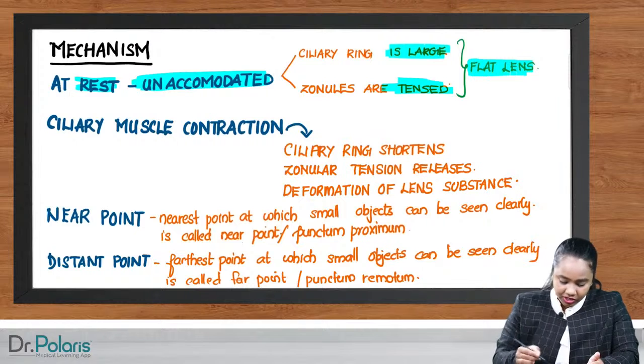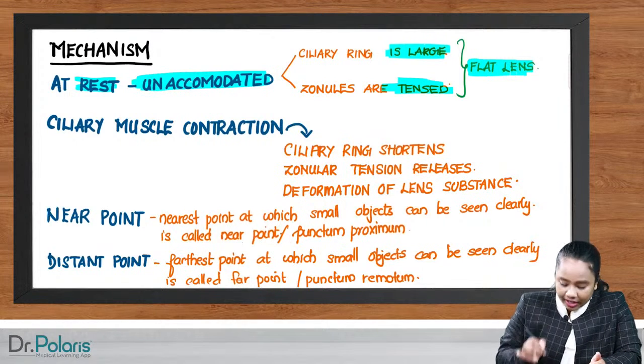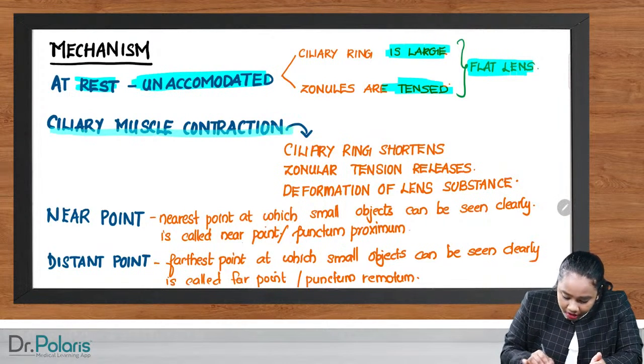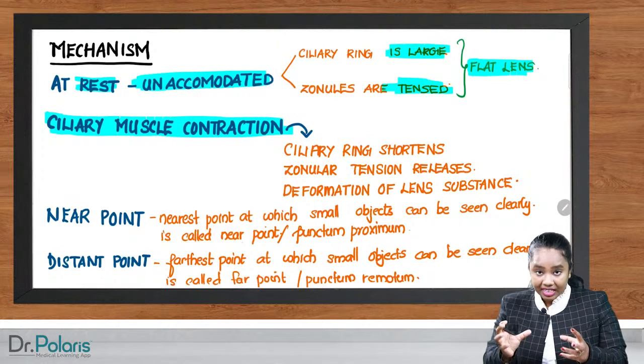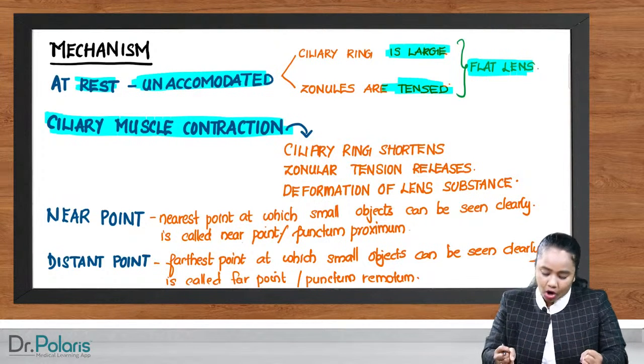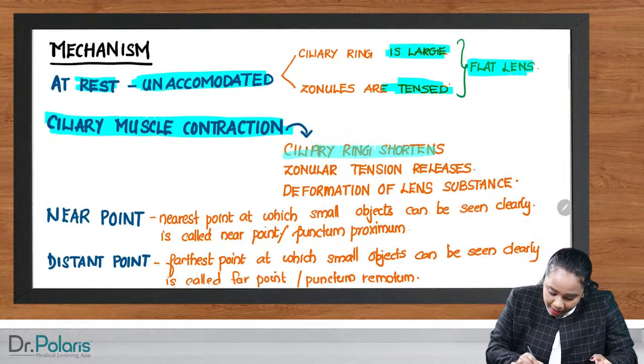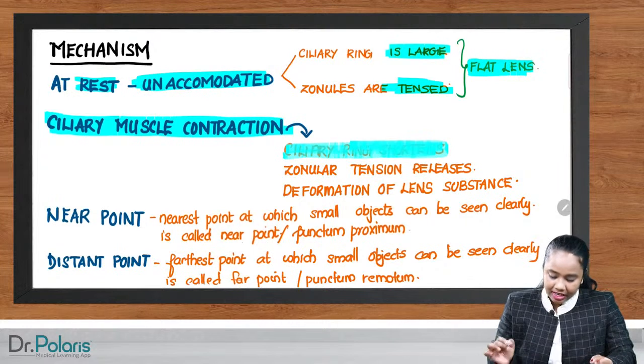But in accommodation, the ciliary muscle contracts. So, the ciliary muscle contraction occurs first. When the ciliary muscle contracts, the ciliary ring shortens. The ciliary ring is now shortening because of the contraction. So, that is the first thing that happens. There is shortening of the ciliary ring.